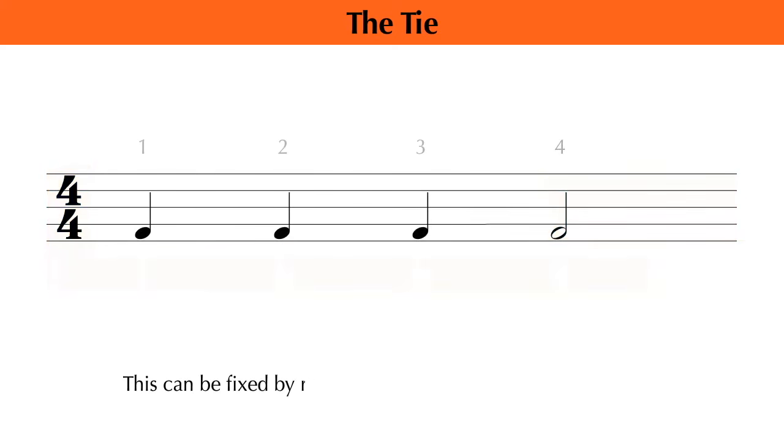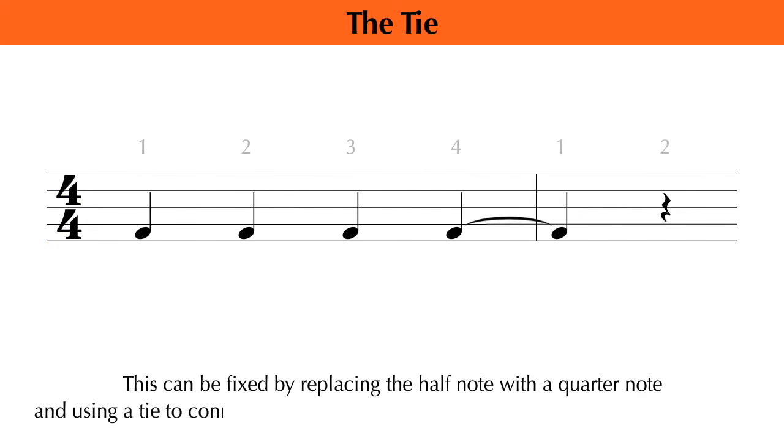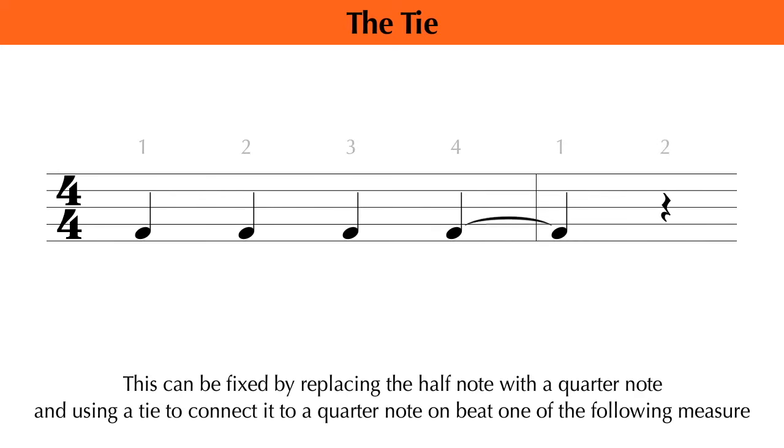This can be fixed by replacing the half note with a quarter note and using a tie to connect it to a quarter note on beat 1 of the following measure.